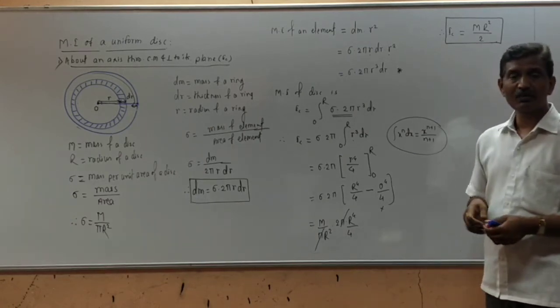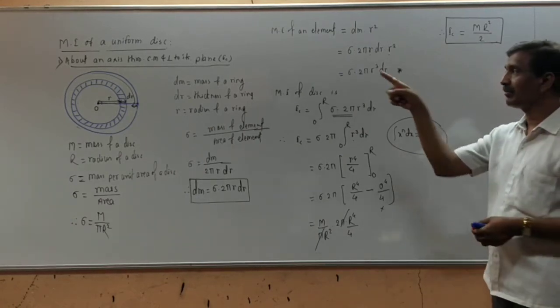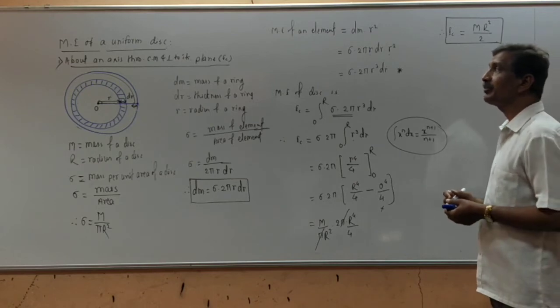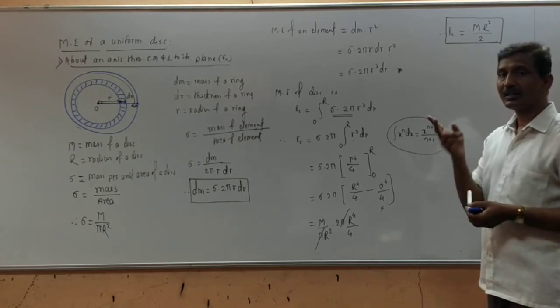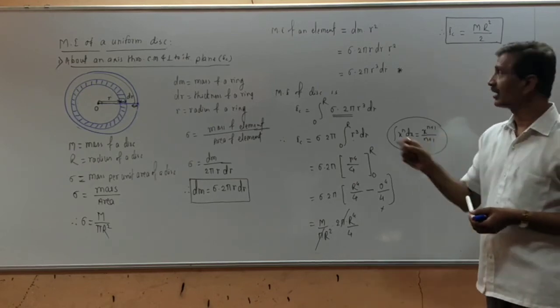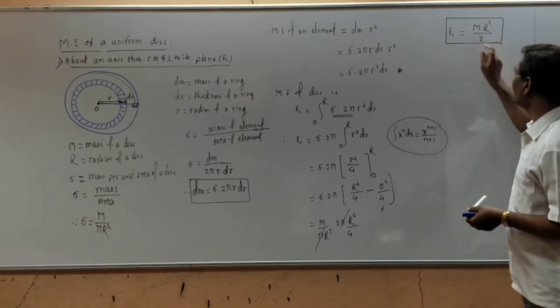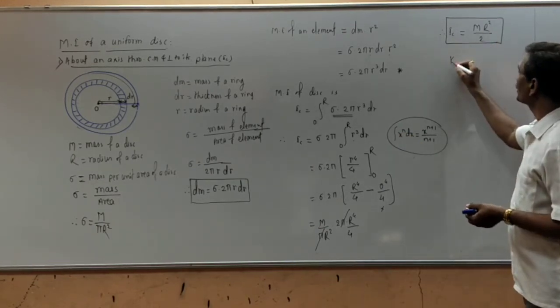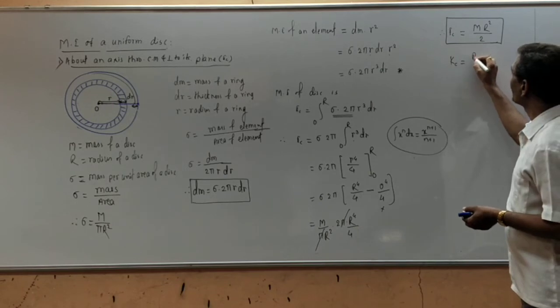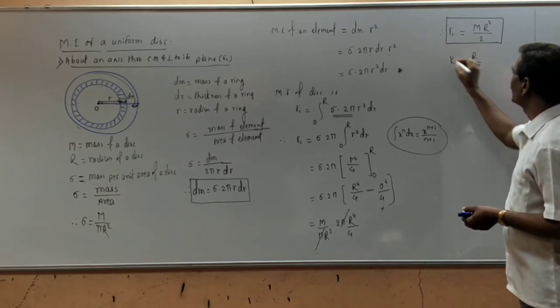So what is the difference between the moment of inertia of the ring and the disc about an axis passing through the center of mass and perpendicular to its plane? In case of the ring the IC formula is only MR square, and for the disc it is MR square by 2. Therefore what is its radius of gyration? Its radius of gyration is R by root 2.